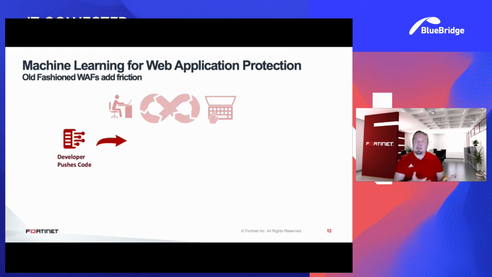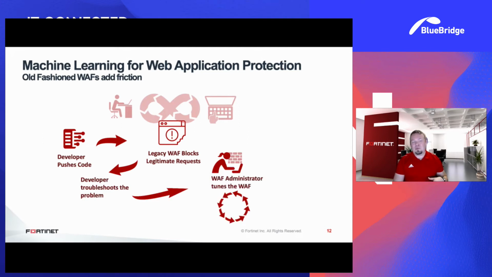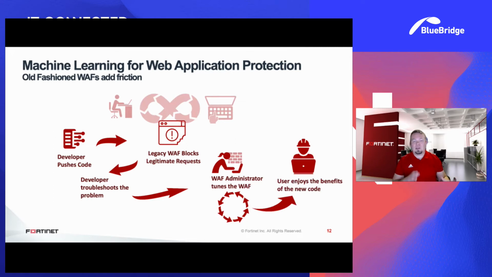What happens is there's new code that is pushed for the application. There is a new deployment that wants to be made, but there is a legacy web application firewall, which basically blocks, or actually breaks, the application. That then means there's a problem ticket, which goes to the web application firewall admin, who has to reconfigure the web application firewall so the end user can enjoy the code.